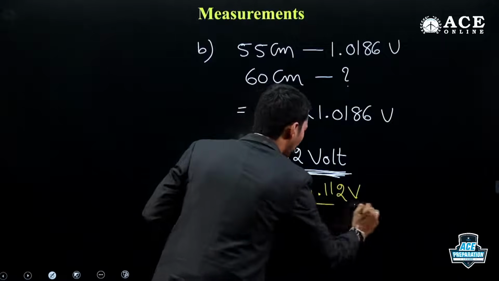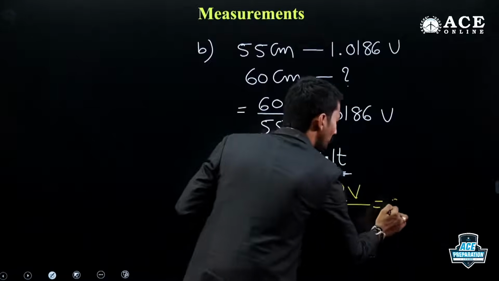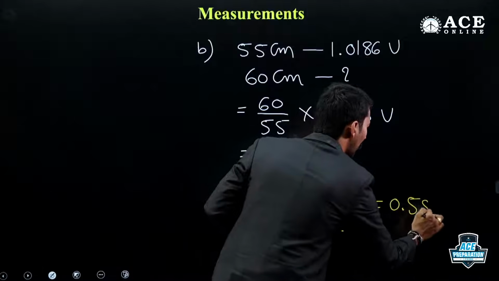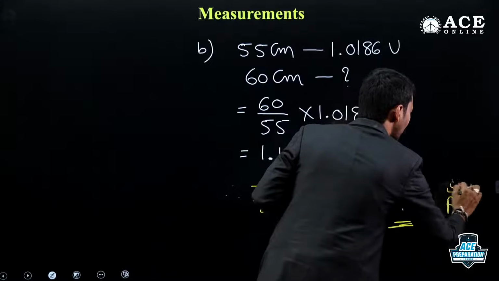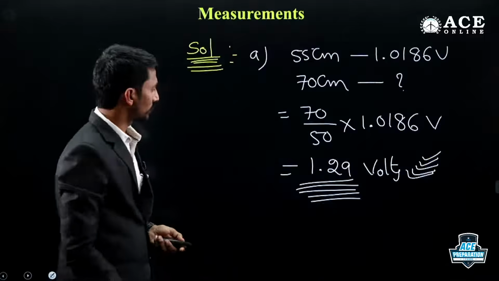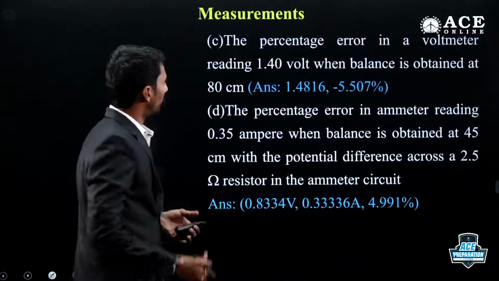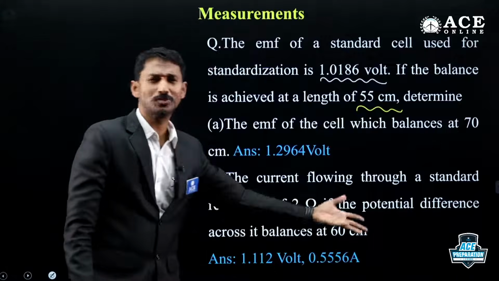1.112 volt by how much? 2. You will get approximately 0.55 amperes. Approximate value I am giving. Yes, this is the one answer he is asking. Clear? Right. Now, the third one. You verify, I gave the value as 0.5556, no problem.